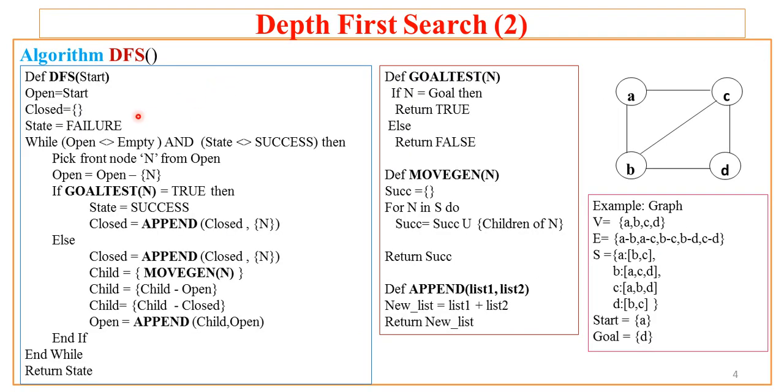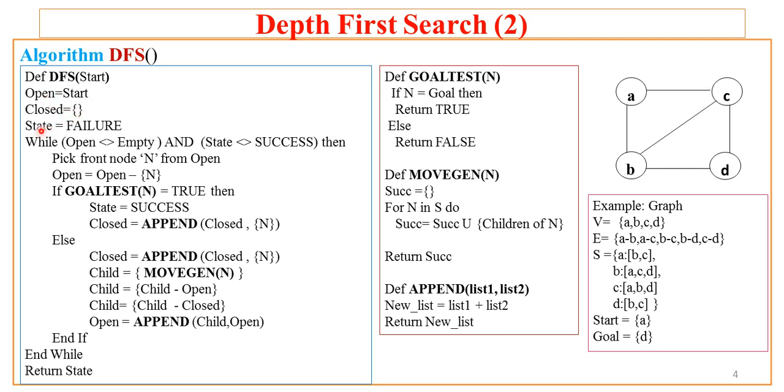Now here is the DFS algorithm. We have been given a start node, so that is the argument to be passed to the algorithm. What it does is start with the given start node. That start is assigned to the open list, and initially the closed list is empty.